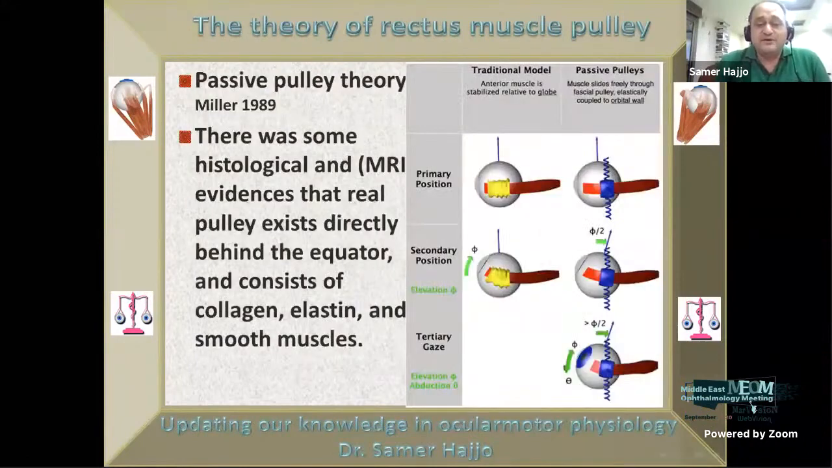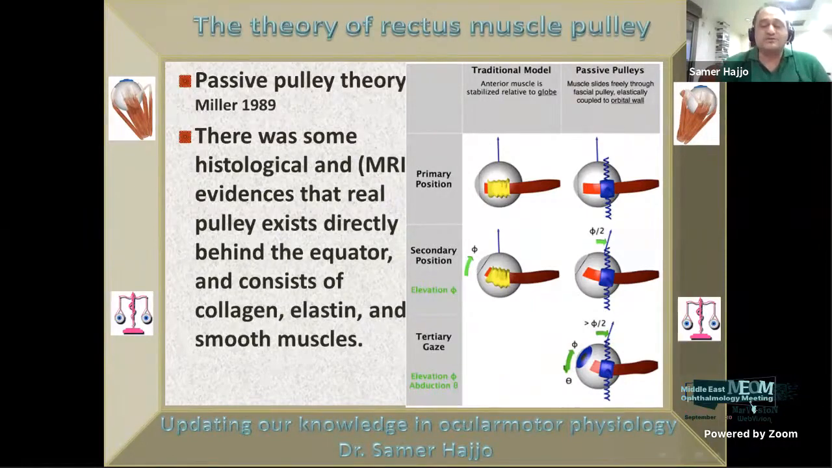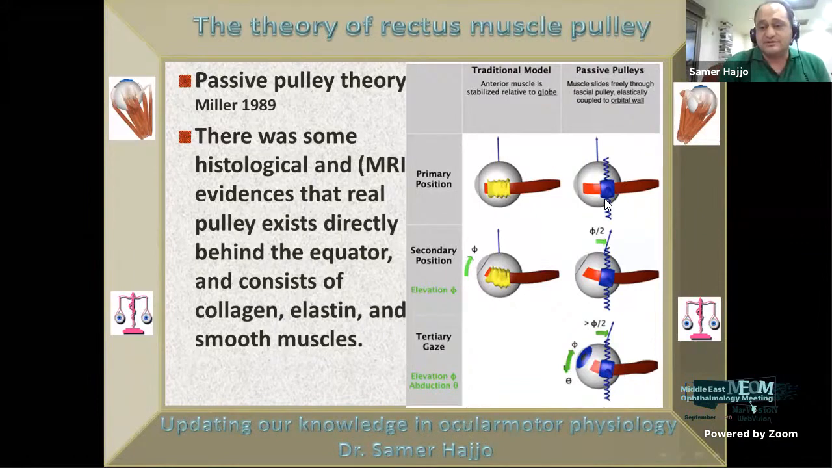But Miller found that there is a true pulley or trochlea for every rectus muscle. Every rectus muscle has its own pulley that consists of collagen, elastin, and smooth muscles and is located directly behind the equator. This pulley will play a role as a hanging system for preventing any undesired slipping of the muscle in tertiary eye movements, as shown in this picture.